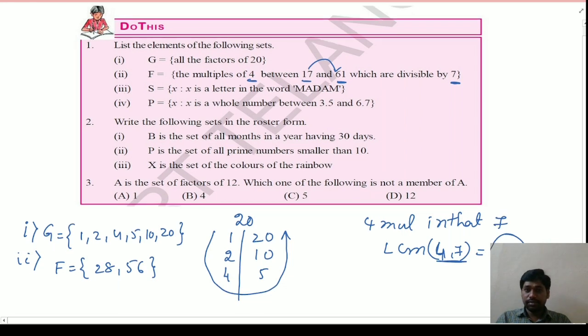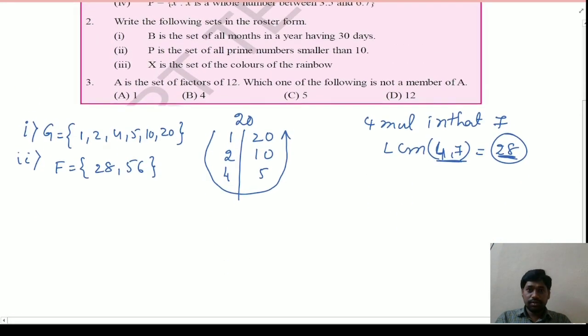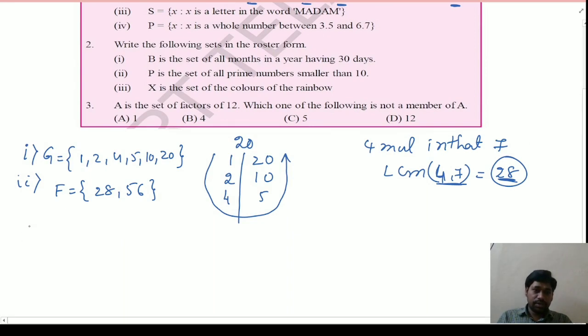Next set, the third one, if you see, is based on the set definition. The elements of the set should be distinct. Take the word madam: M, A, D. M and A are repeated again, so we should not write them back. So the answer is M, A, D, mad. I'm not mad and you are not mad, the answer is just mad here.